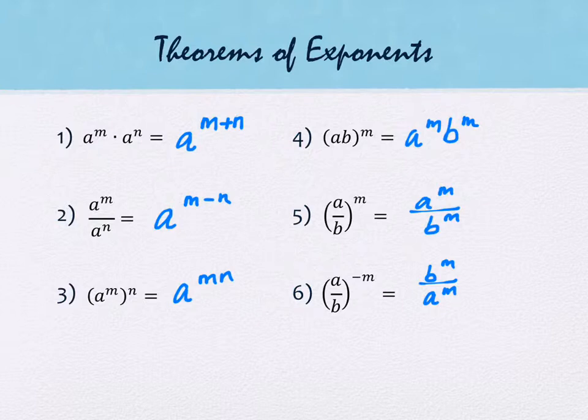If we have multiplication with the same base, we can add the exponents. With division of the same base, we can subtract the exponents. If we have an exponent to an exponent, we multiply. Then we've got the 2 that are sort of like distributive properties, 4 and 5. And number 6 talks about what happens when we have a negative, and it just does reciprocals.